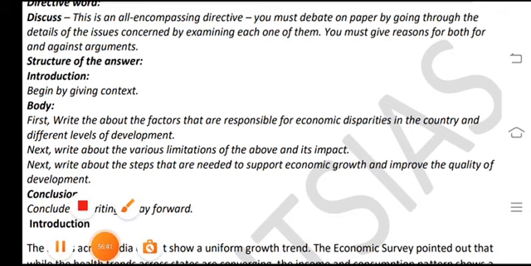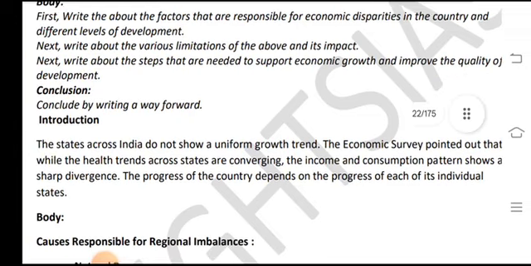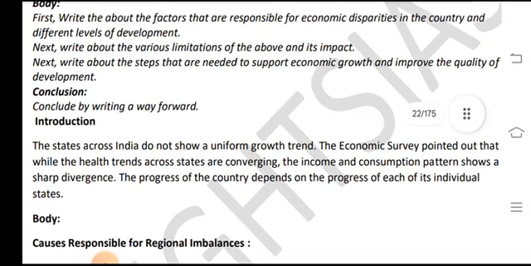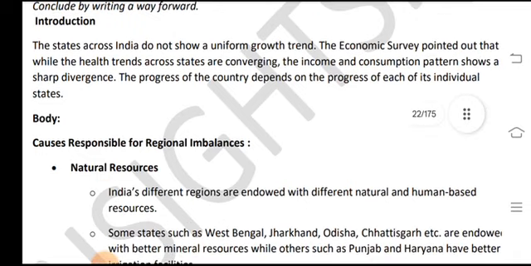Introduction. Begin by writing a way forward introduction: the states across India do not show a uniform growth trend. The Economic Survey pointed out that while health trends across the states show convergence, income and consumption patterns show divergence, and the progress of the country is dependent on the progress of each of its individual states.